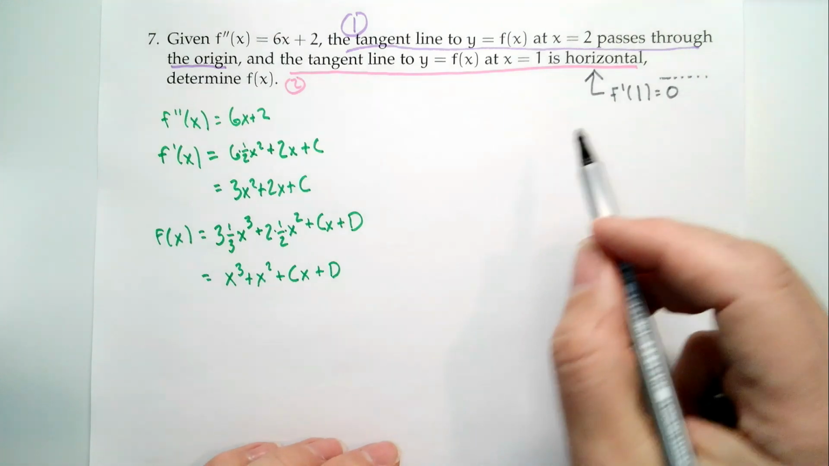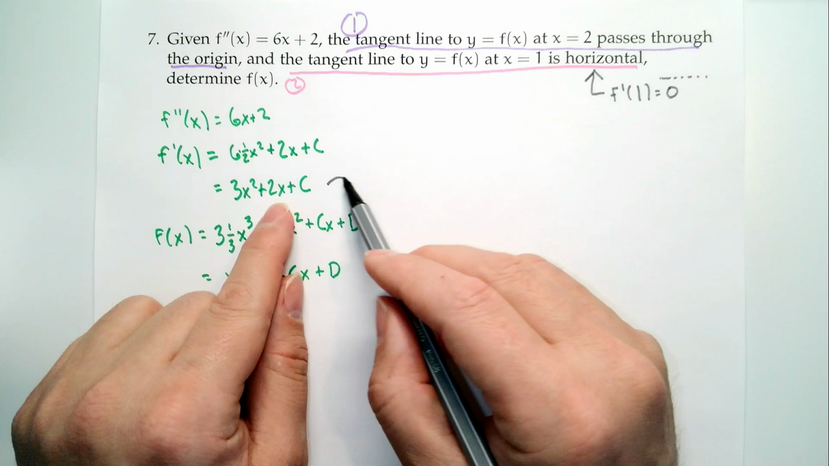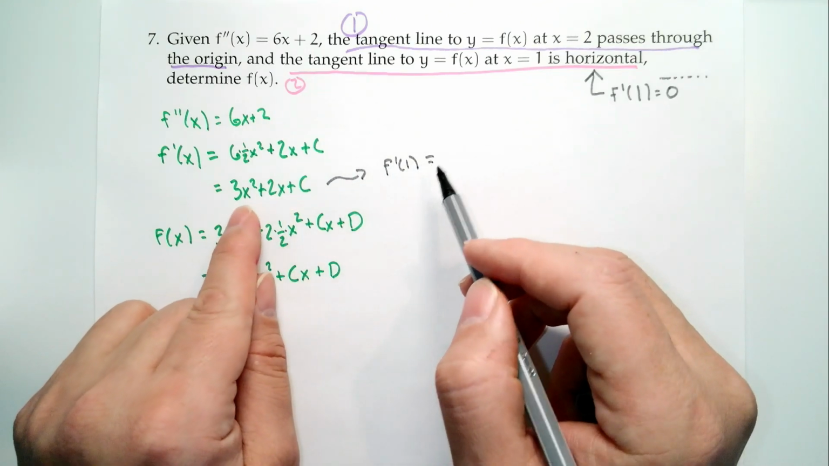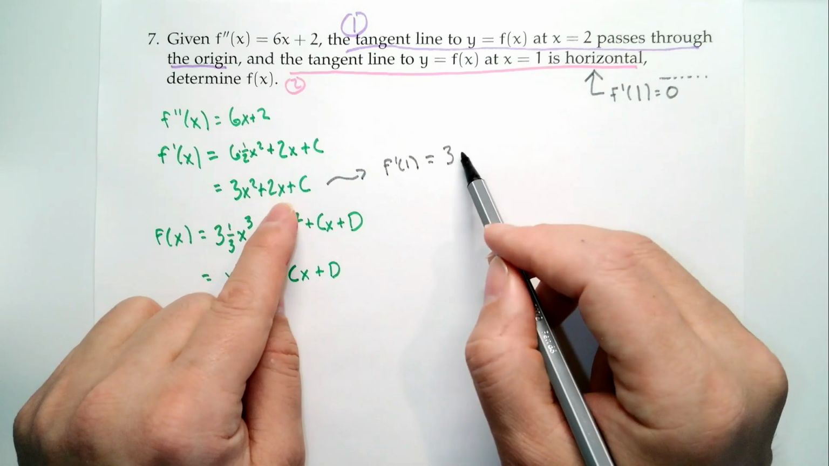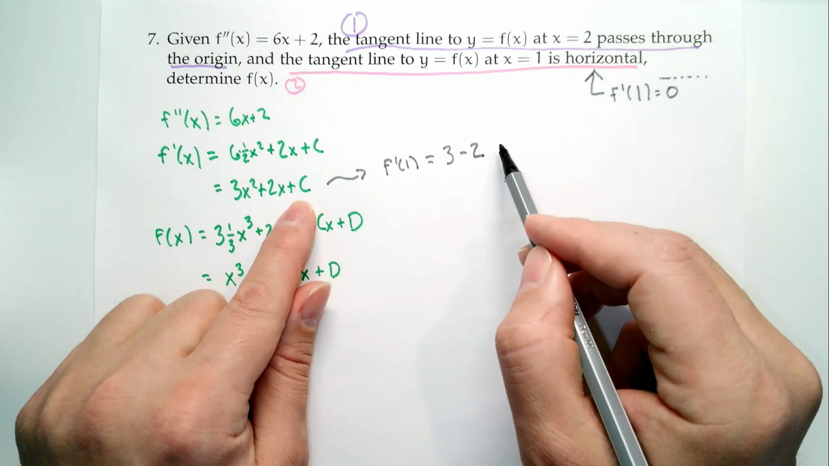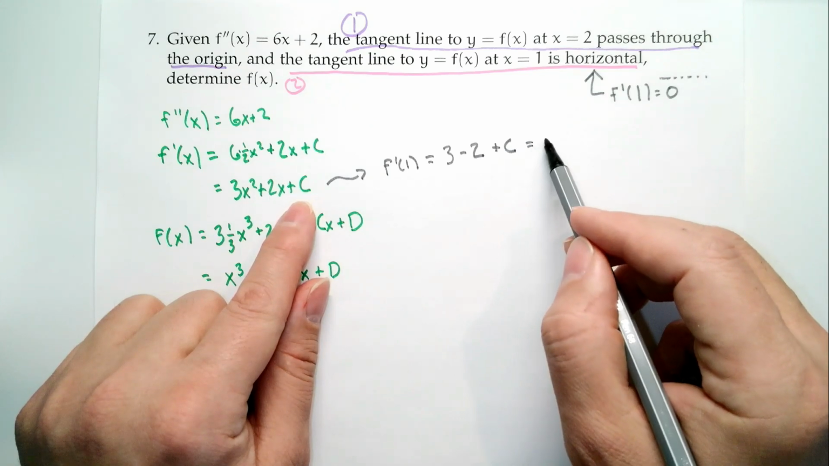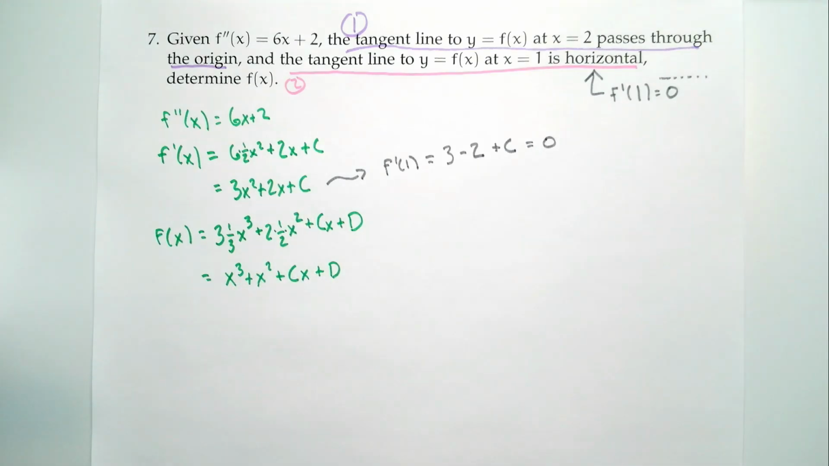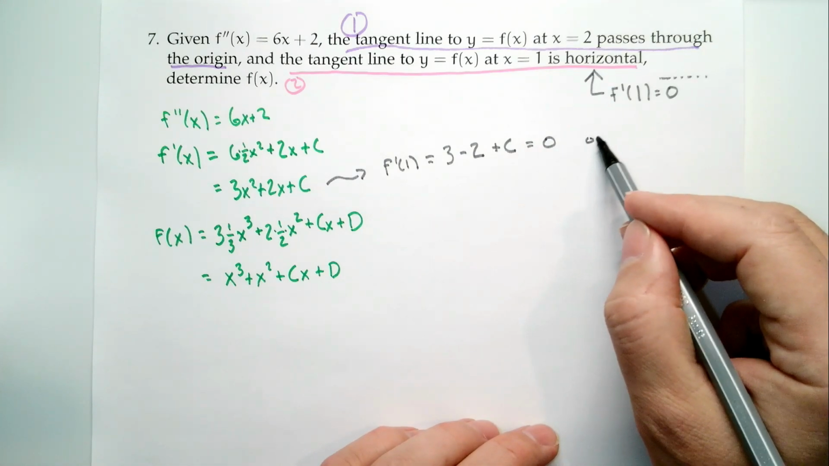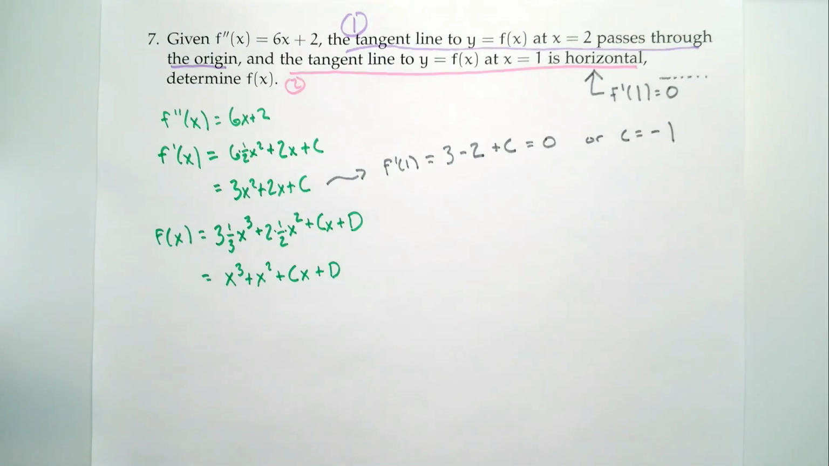Okay, so that's one of our conditions. If we come here, we can say f prime of 1 would be equal to 3, then minus 2, plus c, and that has to equal 0. So what does that say? Or c has to equal minus 1. Yes? All right.